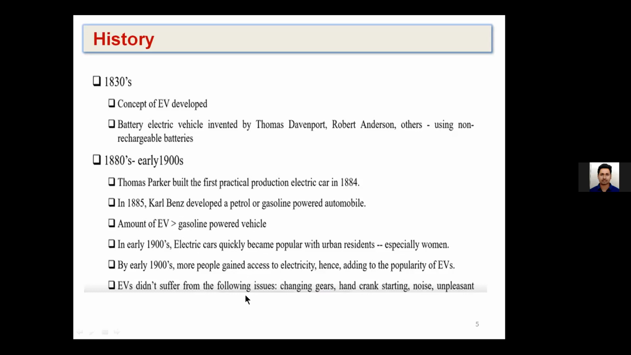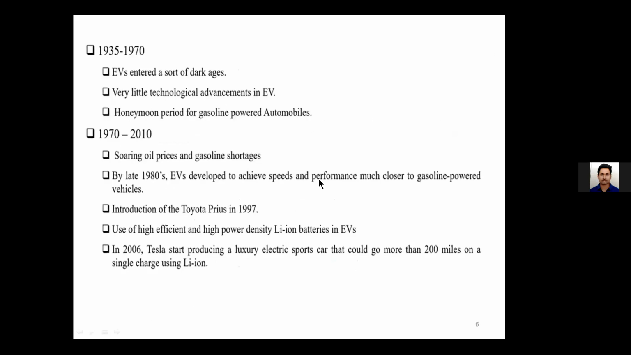And we even have some advantages of EV, that is, they do not have the issues with respect to gear changing, hand cranking, and unpleasant noise. Even noise will not be there. But later, during 1935 to 1970, the cost of gasoline came down. During this period, the cost of oil and other gasoline products came down due to oil discovery in various locations of the world. So due to this, there was not much development or progress in EVs. And it was an advantage, or a honeymoon period, for gasoline-powered automobiles.